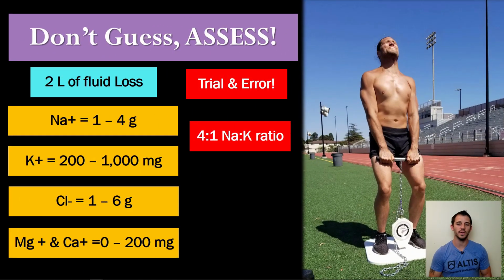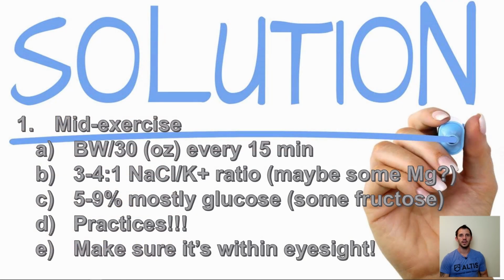So the best way though to fix all this stuff in reality is trial and error. You're going to have to figure out what works best for you and your athlete, what feels best in their stomach, and what they like the taste of, etc. But to summarize all of point number 2, what to drink during your workouts: that same amount of water we talked about, body weight divided by 30 every 15 minutes or so. Somewhere between a 3 or 4-to-1 sodium chloride to potassium ratio, maybe even some magnesium. A 5 to 9 or so % concentration of mainly glucose and some fructose, and then practice a bunch, right?